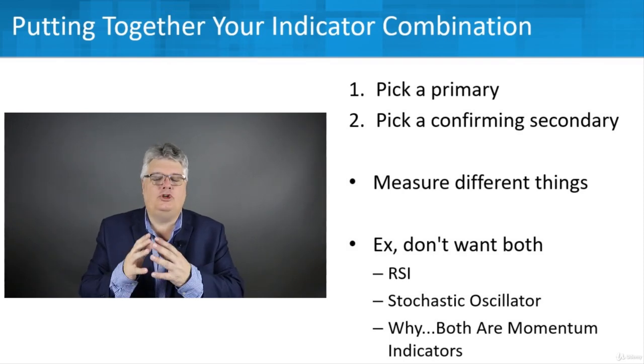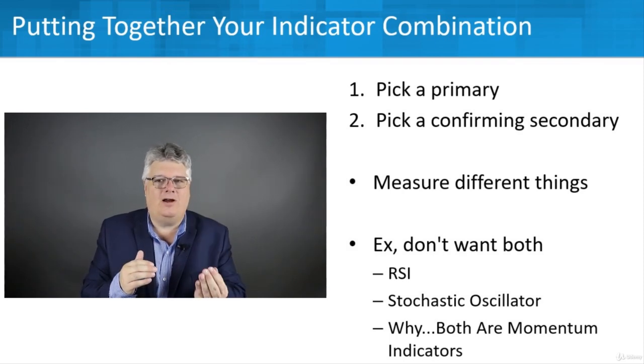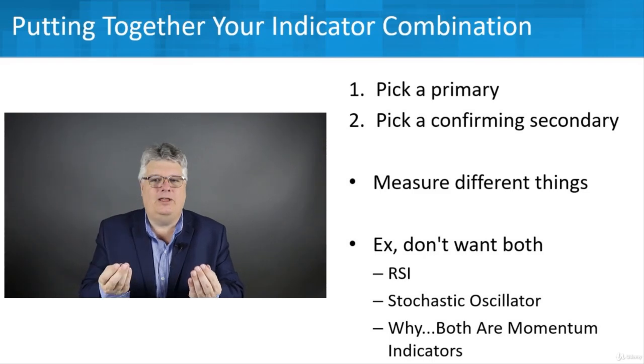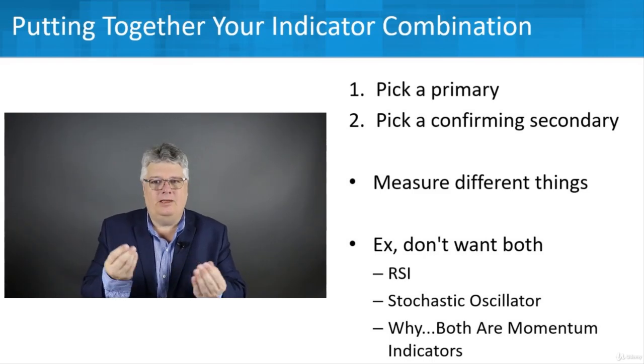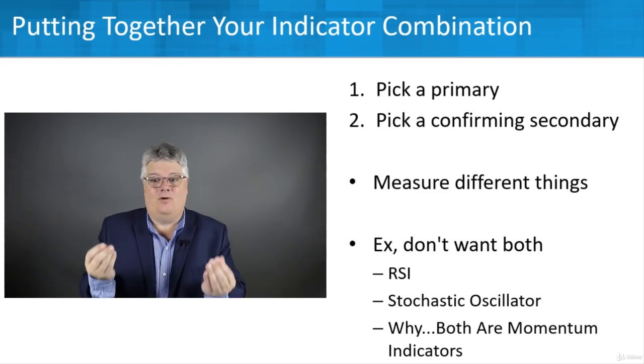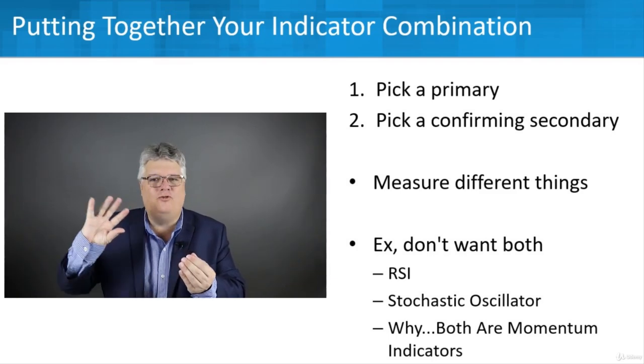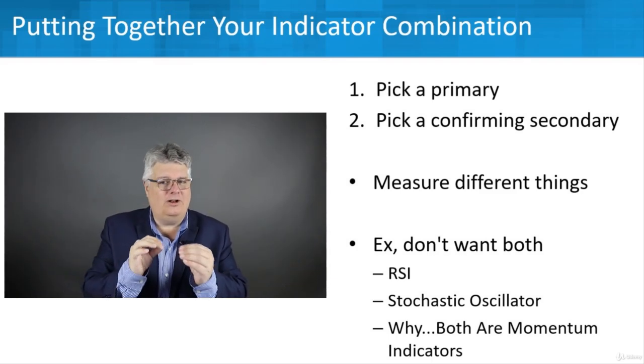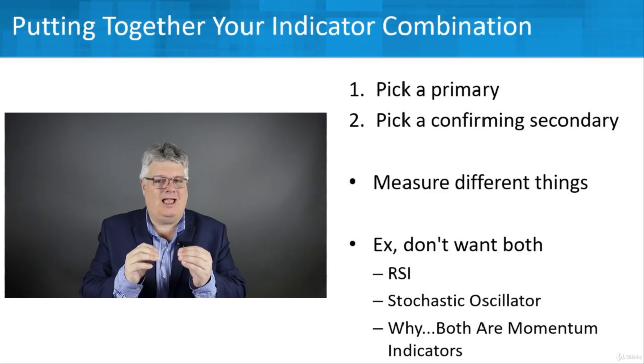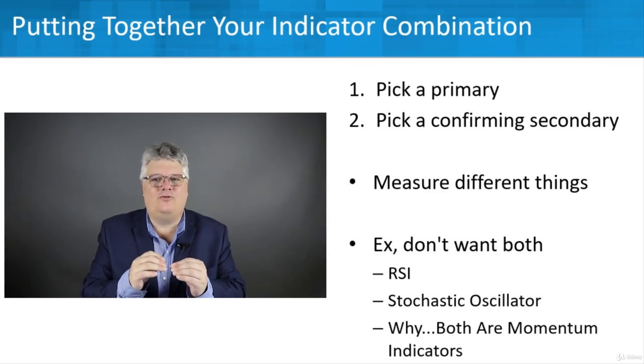For example, you don't want to have your primary be an RSI and your secondary be a stochastic oscillator. You can probably figure out why. Because both are momentum indicators, you're not getting a really fair look at it. They're different as far as momentum indicators go, and they have their strengths and weaknesses compared to each other. I have a whole lesson on those two, for example.